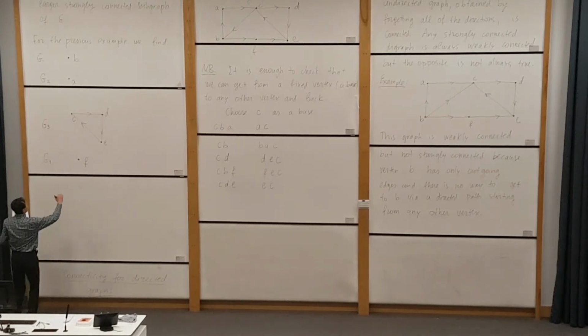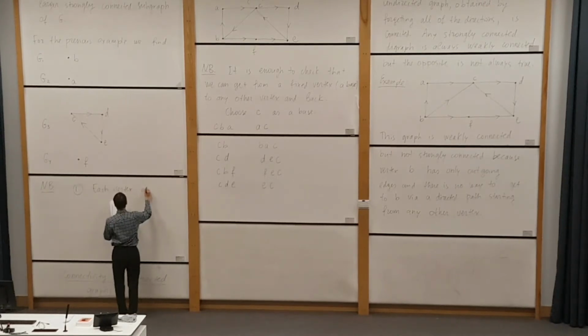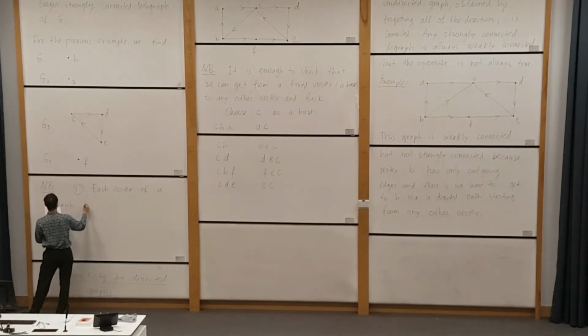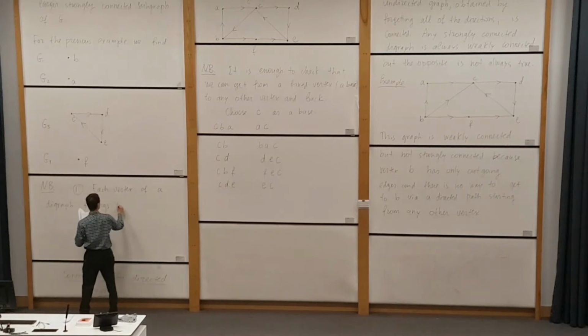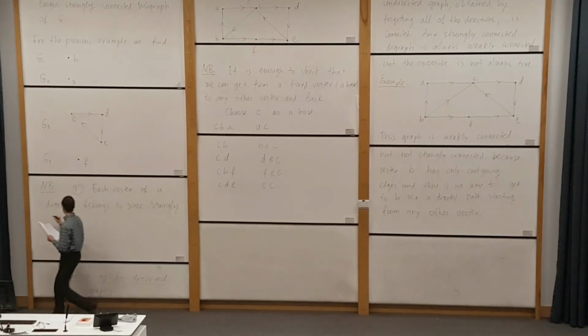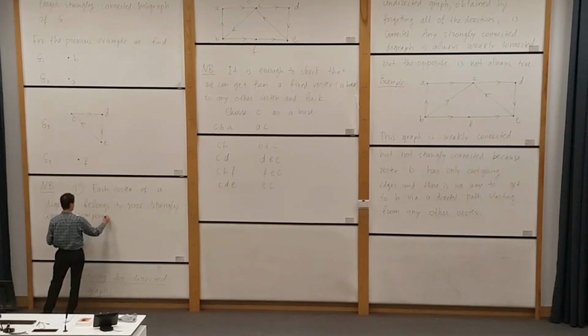Okay. So let's write down the general remarks. First one is that each vertex of a directed graph, of a D graph, belongs to some strongly connected component.